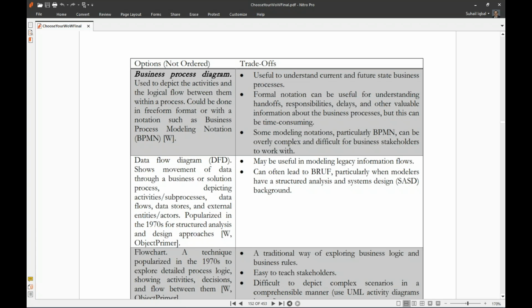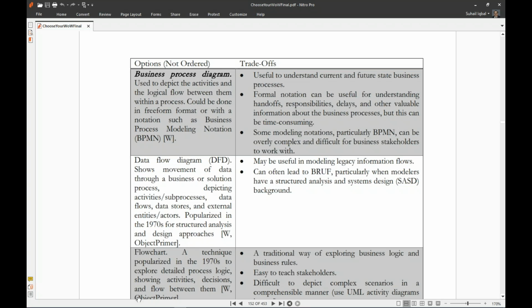Such as business process modeling. Trade-offs are used to understand current and future state business processes. Formal notation can be useful for understanding handoffs, responsibilities, delays, and other valuable information about the business processes, but this can be time-consuming. Some modeling notations, particularly BPMN, can be overly complex and difficult for business stakeholders to work with.